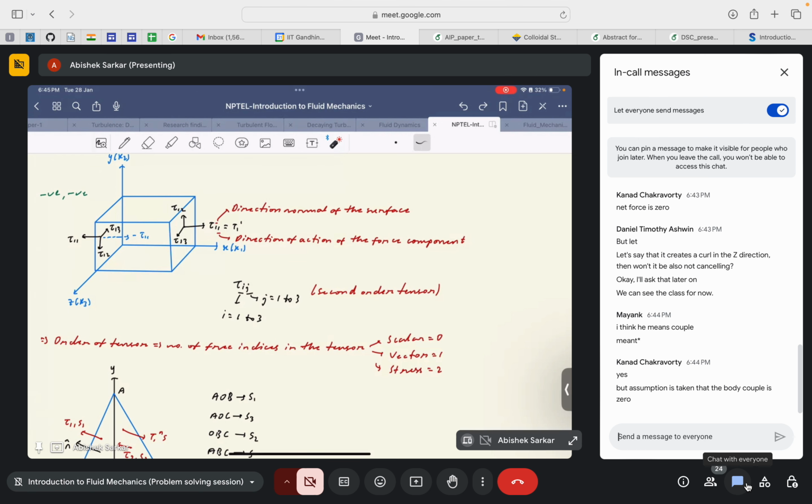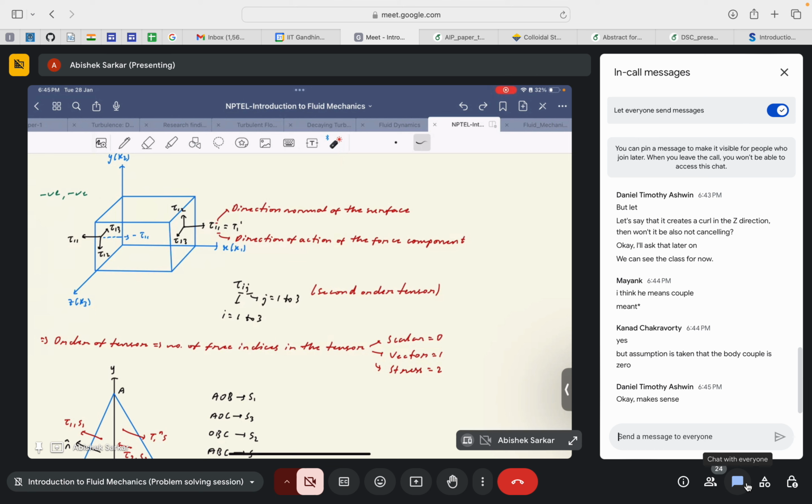Thanks. But the assumption is, yes, exactly. That's what I was thinking. Professor Chakraborty takes this assumption that body couple is zero, then only this Cauchy's theorem becomes relevant, right? Otherwise, it won't be relevant.